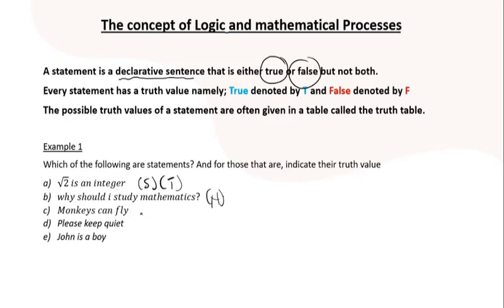Now let's look at C. Monkeys can fly. Is this a statement? Yes, this is a statement because monkeys can fly can either be true or false. So first of all, we have it as a statement. Now, is it true that monkeys can fly? Whoever says monkeys can fly, well, that person is deceiving us. Science has not taught us that monkeys can fly. So this statement is a false statement.